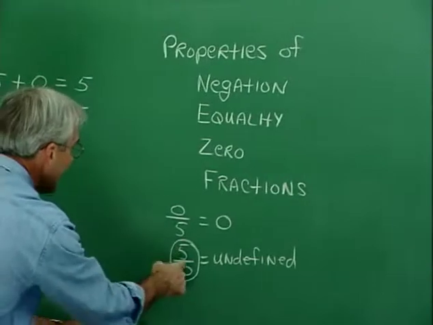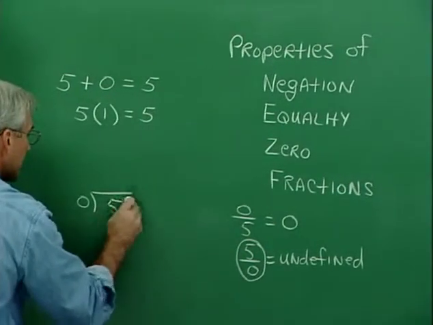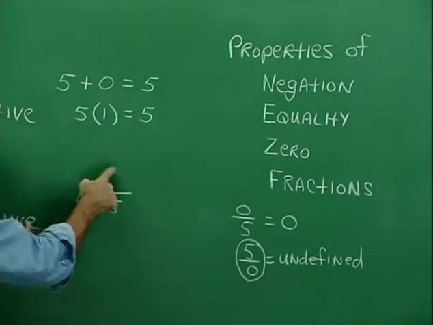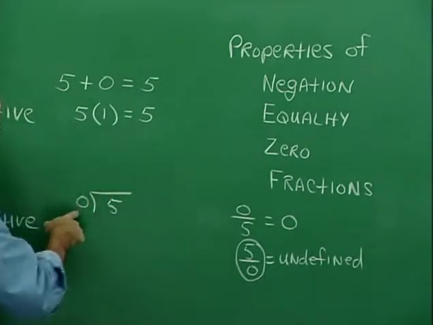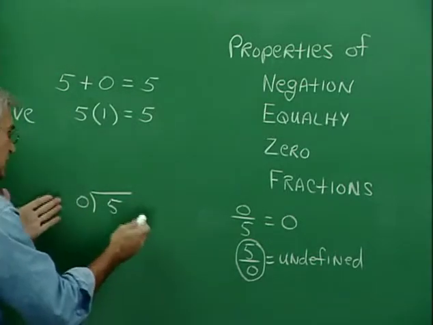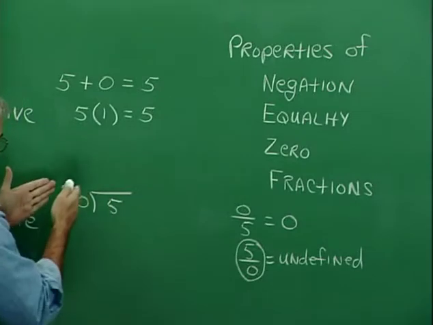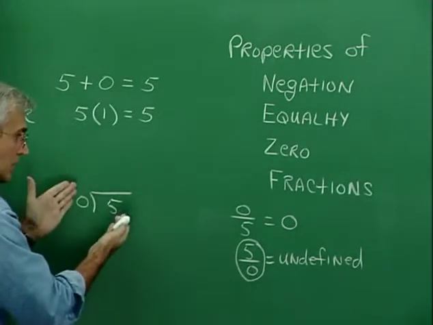If we say this is 5 divided by 0, then it's 0 into 5. And this is a request for some number, which when multiplied times 0 gives 5. Is there any number that multiplies times 0 to give 5? No. Therefore, this is undefined. You see, there is no real number that can be multiplied times 0 to give 5. So that's why this has to be undefined.